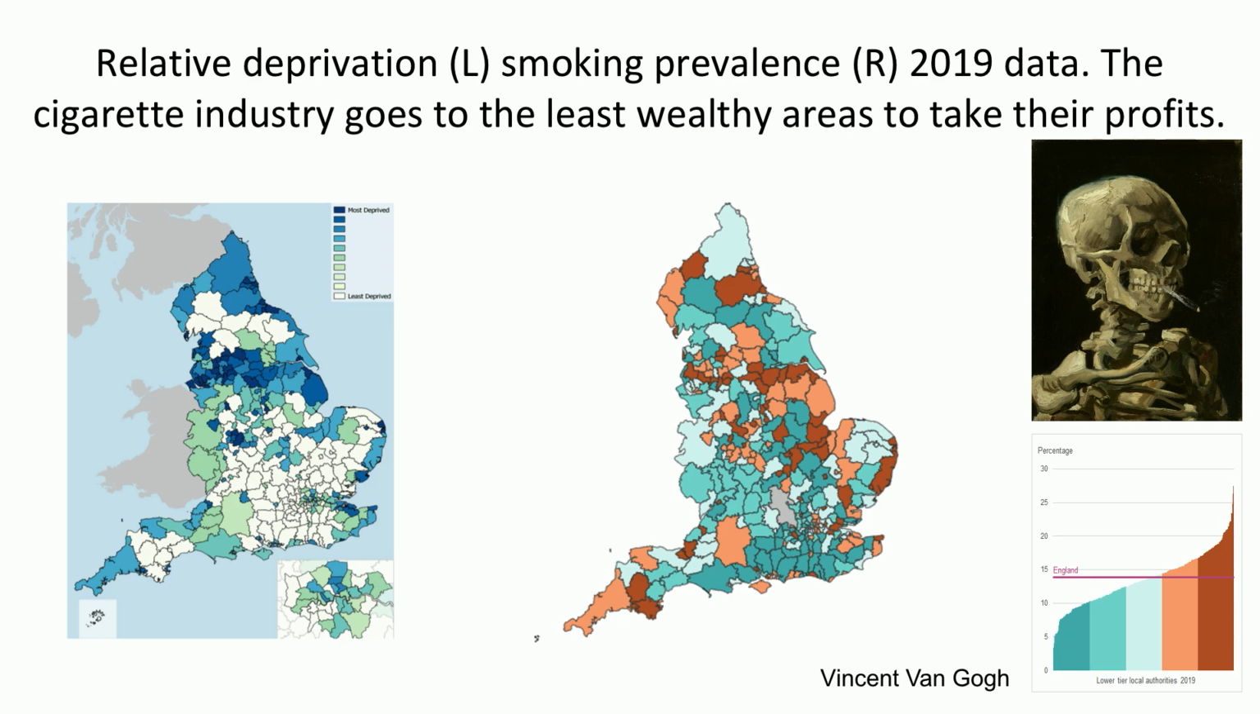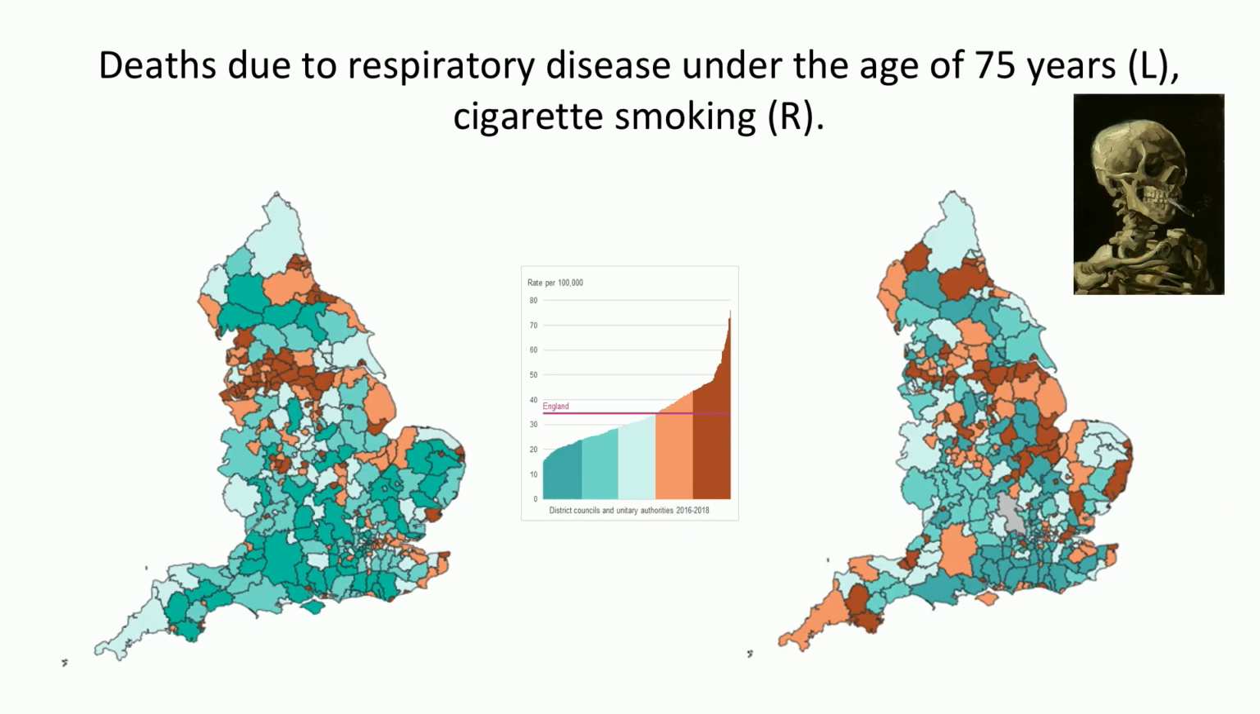Some of these are man-made. So if we look, for example, again at relative deprivation on the left and smoking prevalence on the right, what you can see is that the cigarette industry, which will kill very many of its customers, goes to the least wealthy areas to get their profits. And the result of that is inevitable.